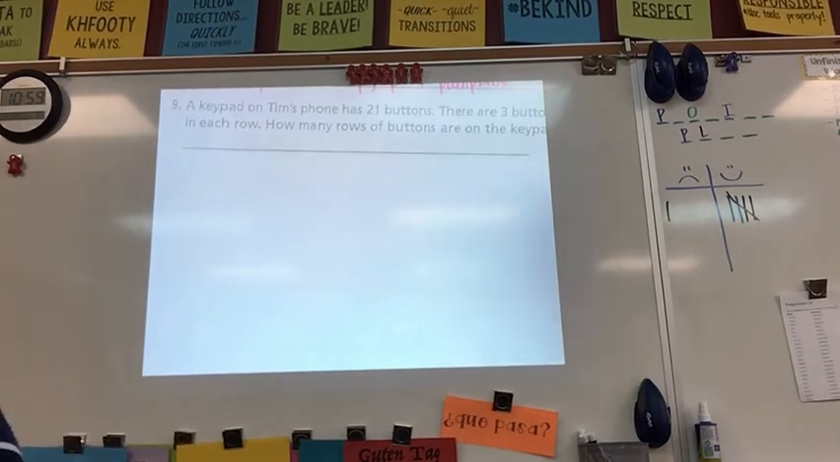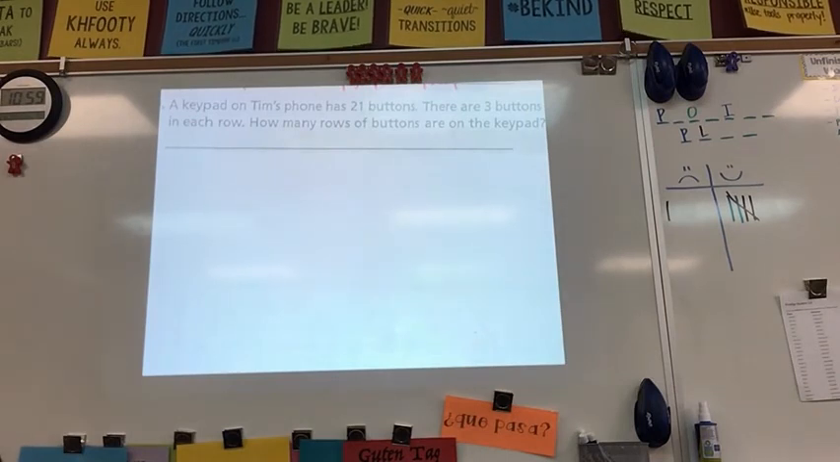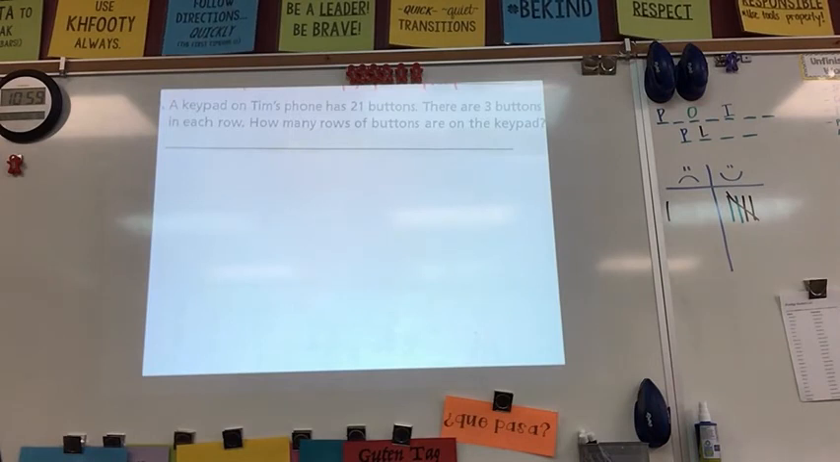My last practice problem for this lesson is numero nueve. A keypad on Tim's phone has 21 buttons. There are 3 buttons in each row. How many rows of buttons are on the keypad? The keypad on his phone has 21 buttons. Addison. There are 3 buttons in each row. How many rows of buttons are on the keypad? Go ahead and solve that one.